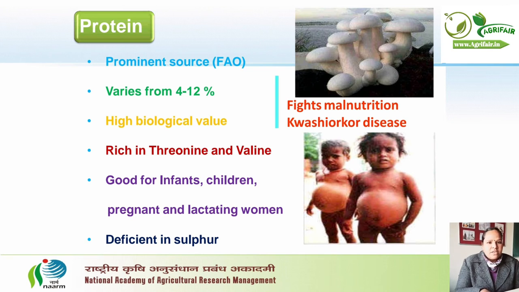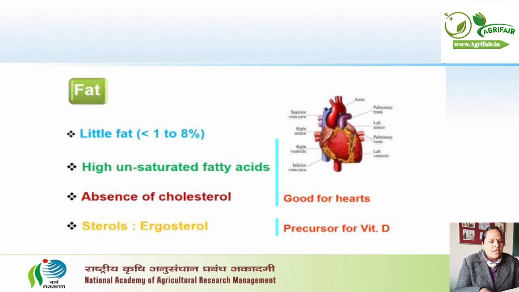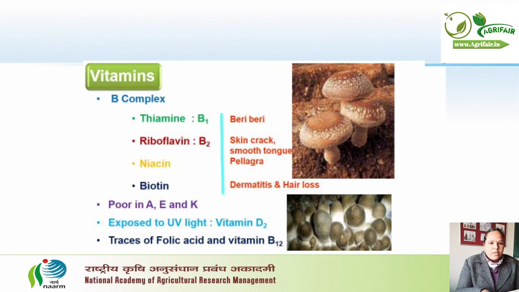Fat percentage is very low, 1 to 8%, with high unsaturated fatty acid and absence of cholesterol. The steroid generally found is ergosterol, which is good for the heart and a precursor for vitamin D. It contains a complex of B vitamins like B1, B2, niacin, biotin, and when exposed to UV light, vitamin D2, with traces of folic acid and vitamin B12.